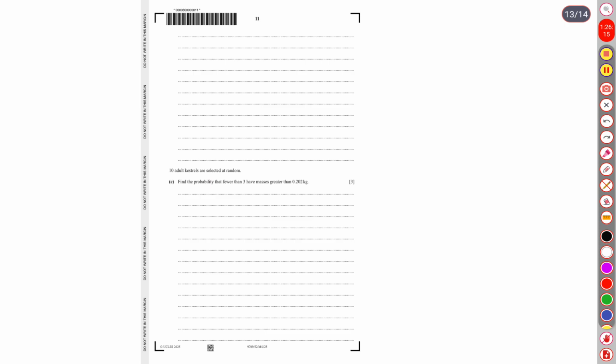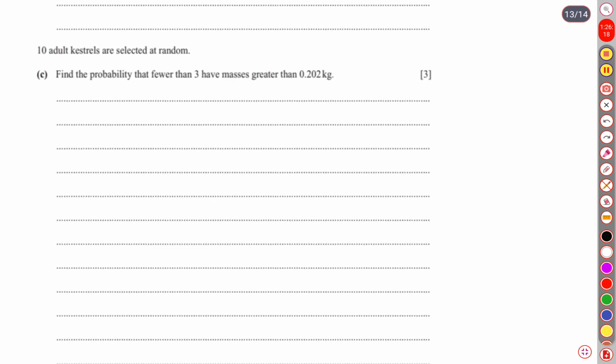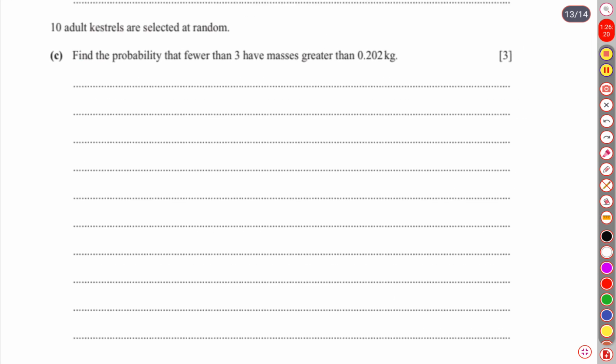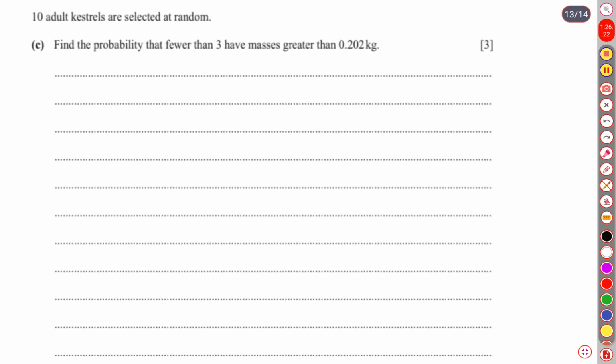This part says: 10 adult kestrels are selected at random. Find the probability that fewer than 3 have masses greater than 0.202. As the total number of experiments is given, this is definitely a binomial distribution. So our X belongs to a binomial distribution, and the parameters for a binomial distribution are n and p.